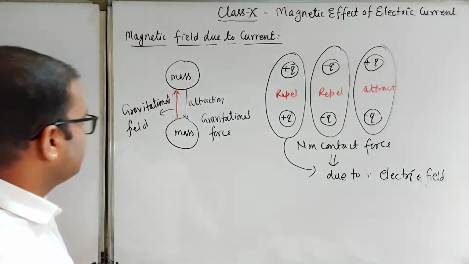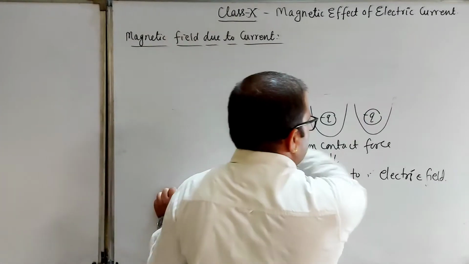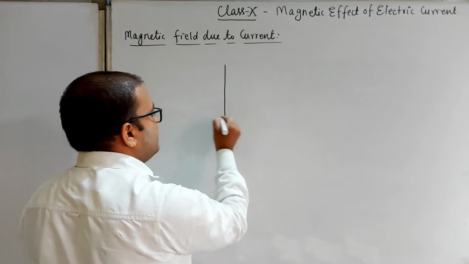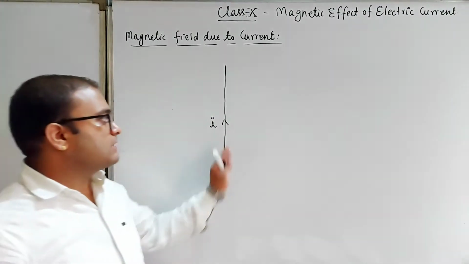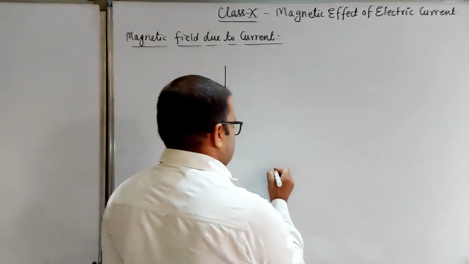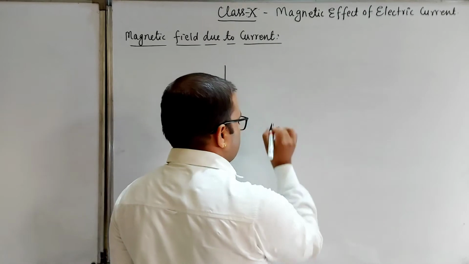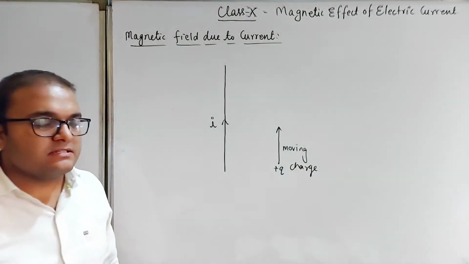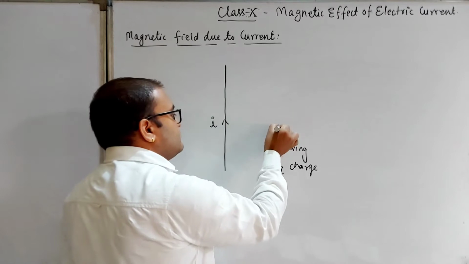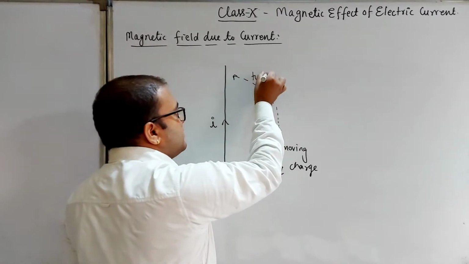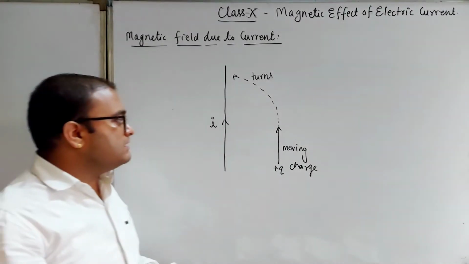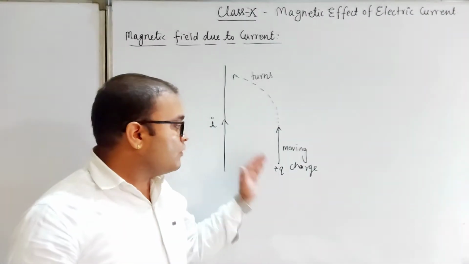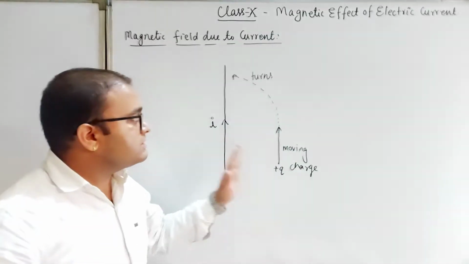Now scientists observed that if there is a wire, and the wire carries some current I, and suppose a plus q charge is moving near this wire. This moving charge, which is initially moving straight, turns like this due to the current. So if current is flowing through a wire, it exerts a force on another moving charged particle, because this charged particle is now turning.